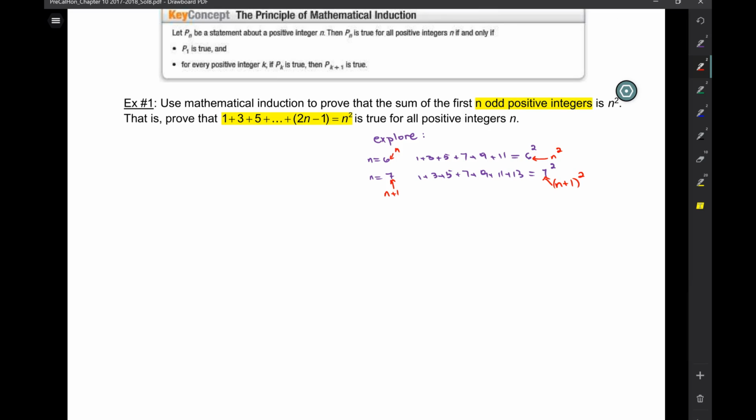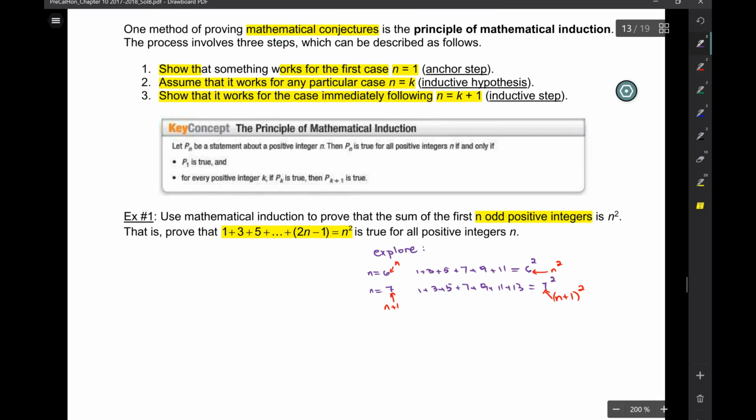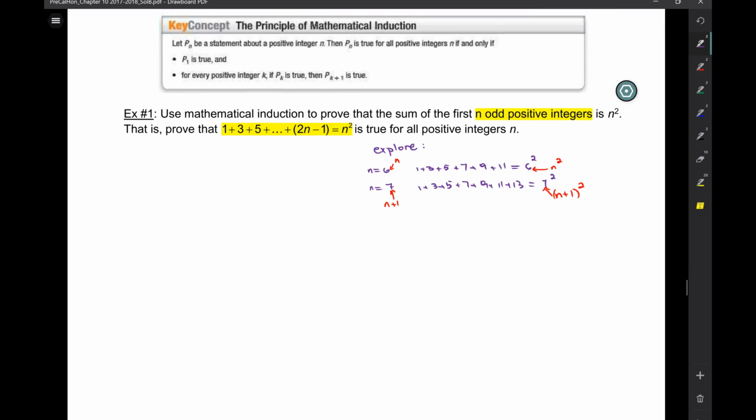Okay, so we're just getting used to some numbers here. All right, let's start our proof now. The first step is to show that it works for the first case. So if n equals 1, I only have, what do I have in my list? 1. And that equals 1 squared. Is that true? Yeah, it's true.